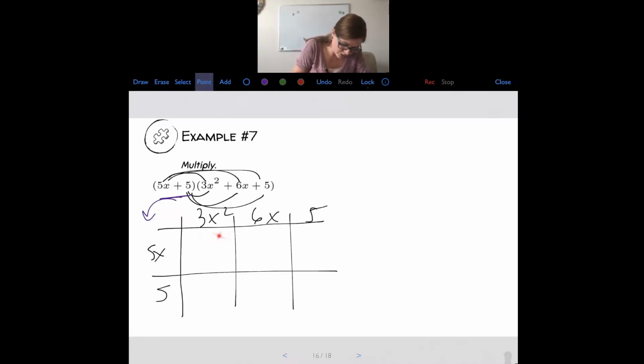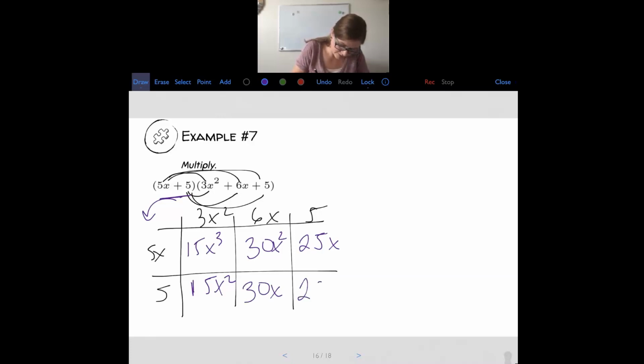So to get this square here, we take 5x times 3x squared. So this is kind of like a grid, okay? So this is 15x to the 3rd. 5x times 6x is 30x squared. And 5x times 5 is 25x. Okay, and then again we go down below. So 5 times 3x squared is 15x squared. 5 times 6x is 30x, and 5 times 5 is 25.